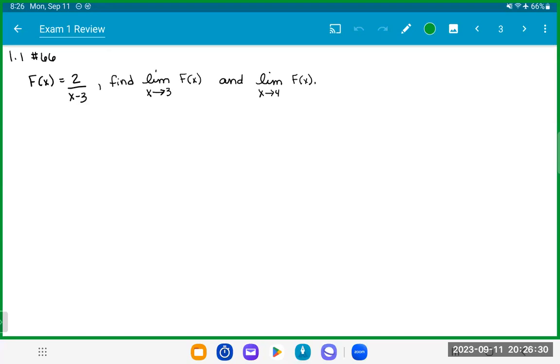Okay. So we have the limit as x approaches 3 of 2 over x minus 3. For this one, all we have to do is substitute in our x value. So this is 2 over 3 minus 3, which is 2 over 0. That is undefined. Therefore, this limit does not exist.